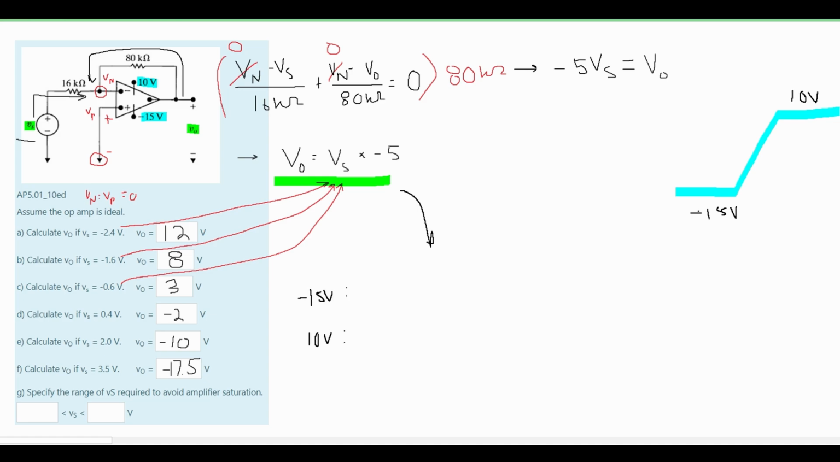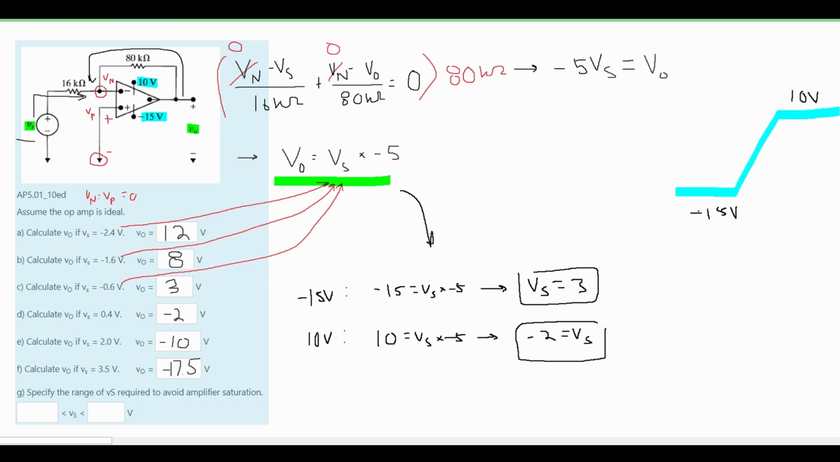Plugging this in for our V0, we are going to get negative 15 is equal to Vs times a negative 5. That means our Vs will be equal to 3. So this is one answer. And then we are going to get 10 is equal to Vs times negative 5, which means that negative 2 is equal to Vs. And this is our second answer. Now, this means that the range is going to go from the lowest possibility, which is our negative 2, to our highest possibility, which is 3. And that is the answer and how to do this problem.